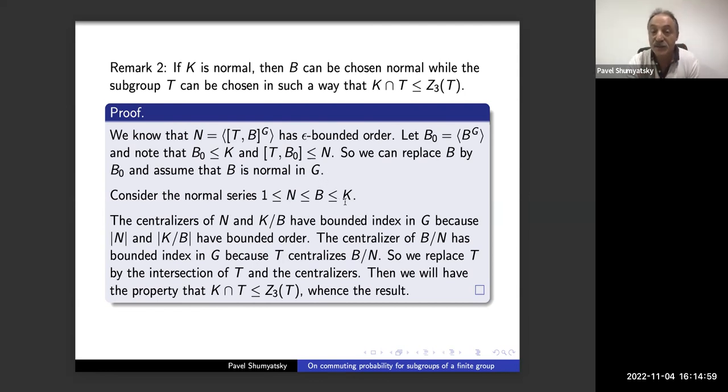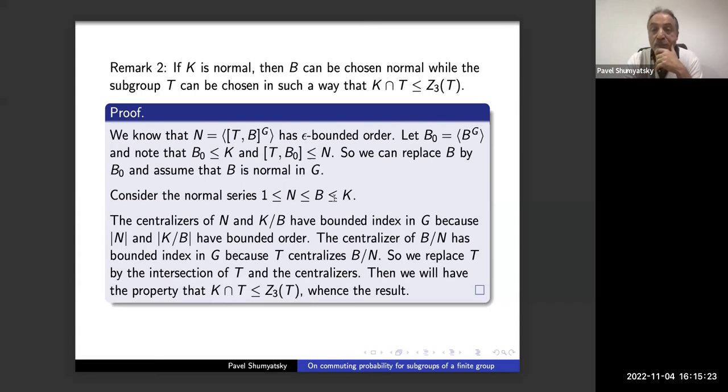And in that case, it's easy to understand that the intersection of K with T would be in the third term of the upper central series of T, just because N would be in the center of this new subgroup T, B would be in the second term and K in the third.